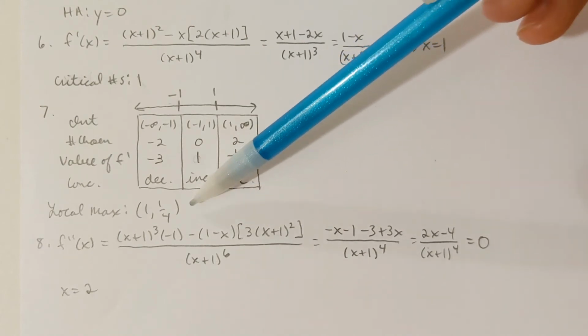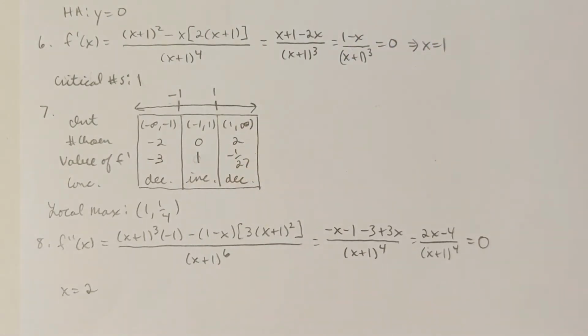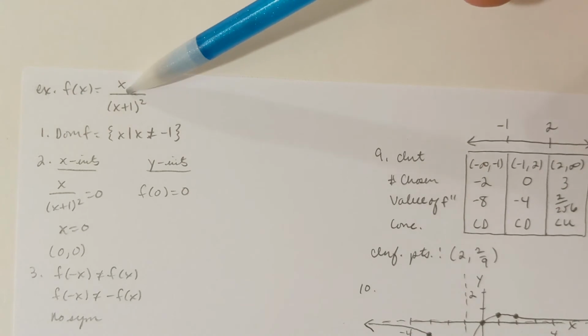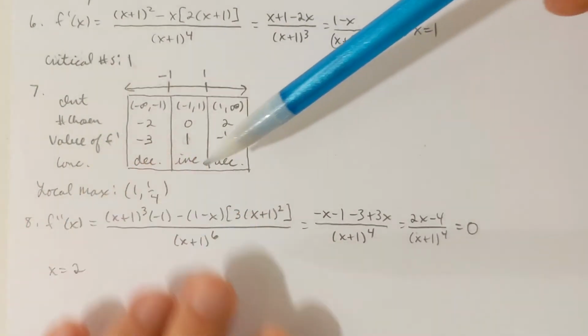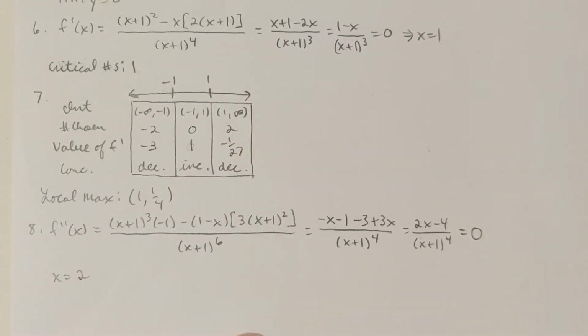That's going to produce a local max on the graph at x equals 1. When x is 1 and we plug that into the function, we're going to have 1 divided by 2 squared is 4, so 1/4 would be my y value.